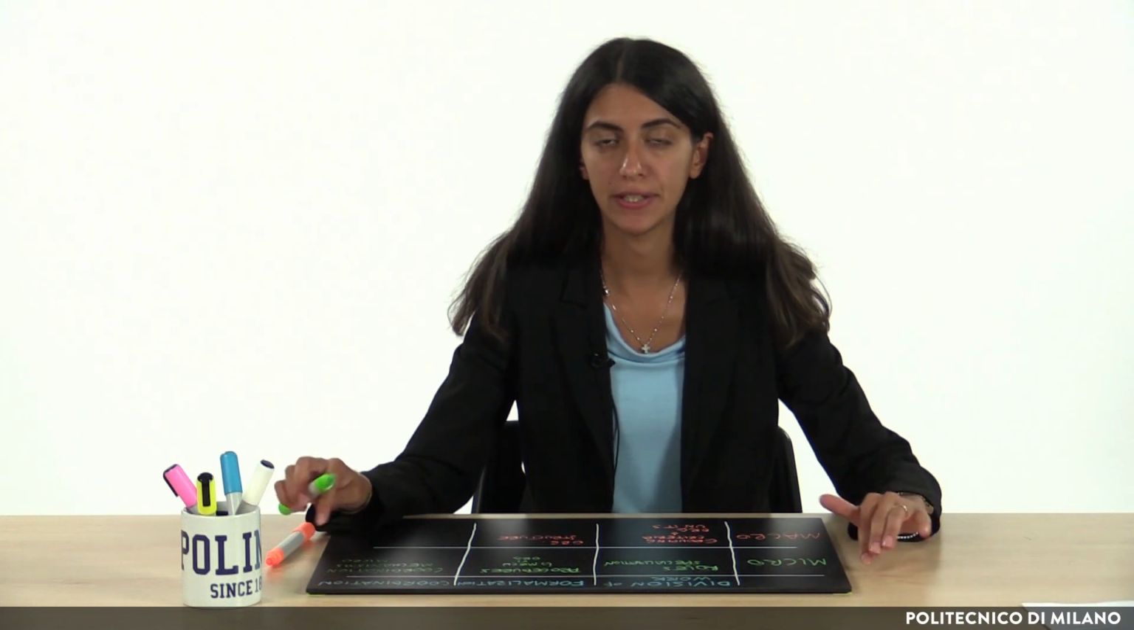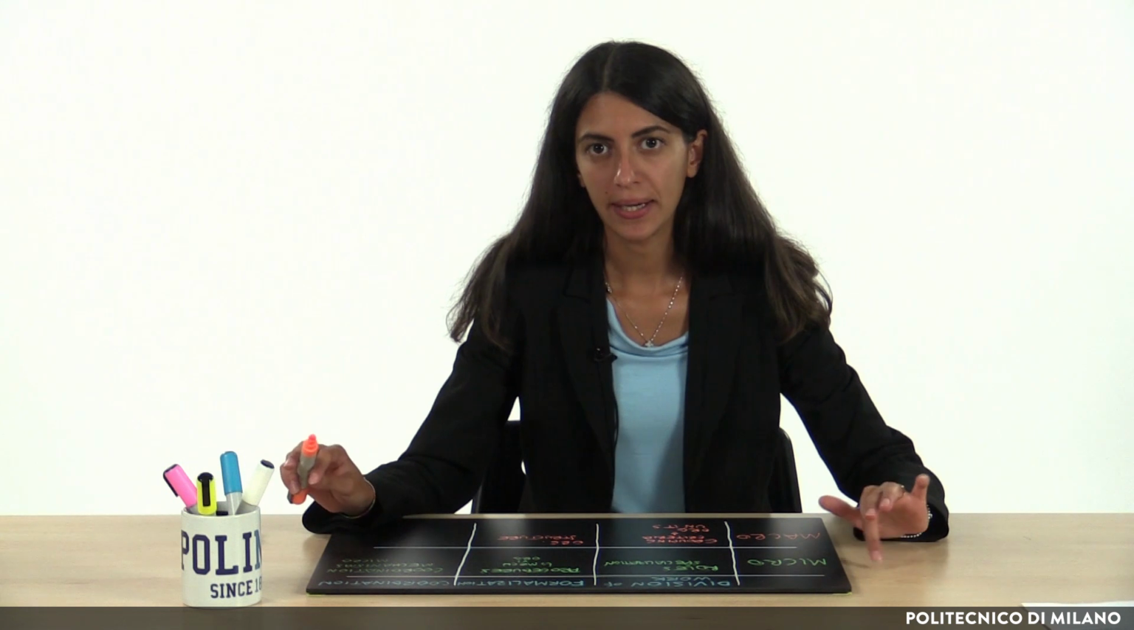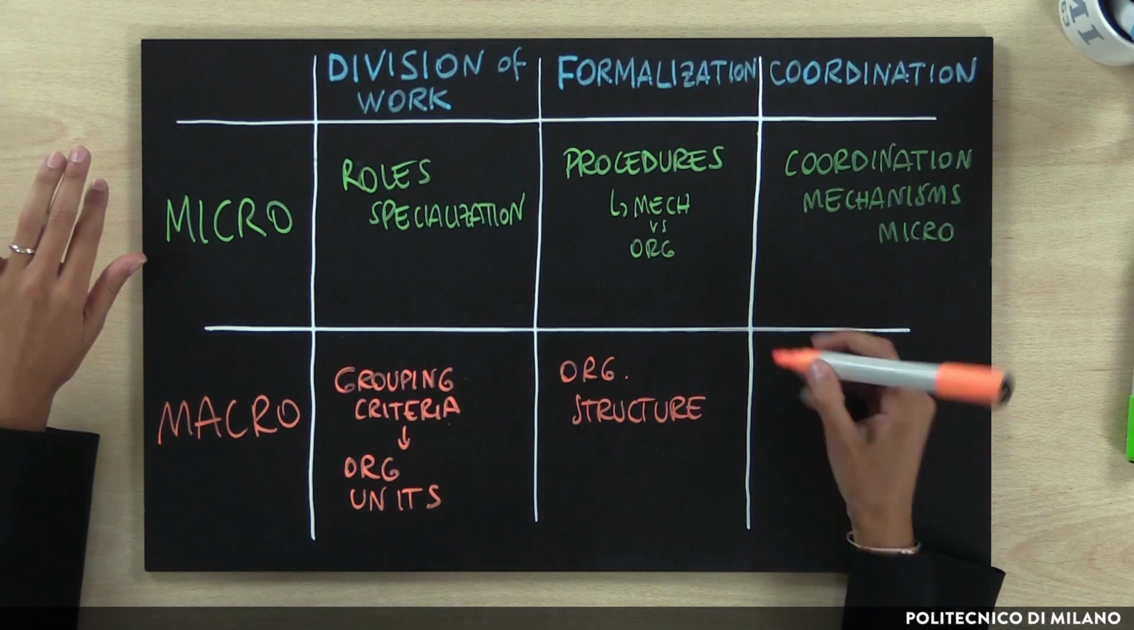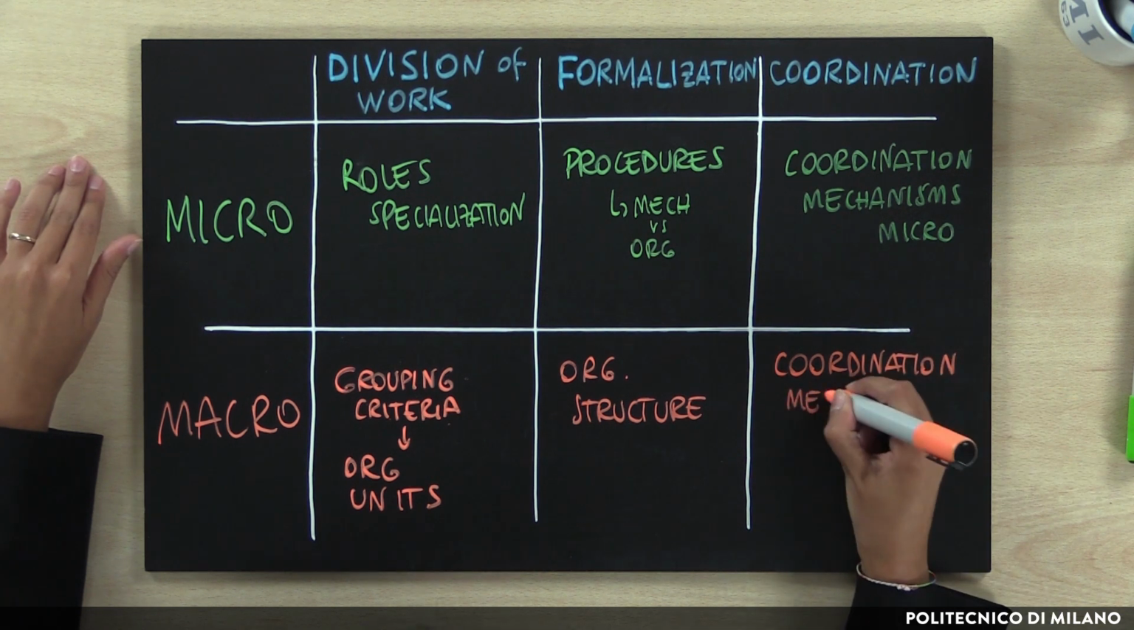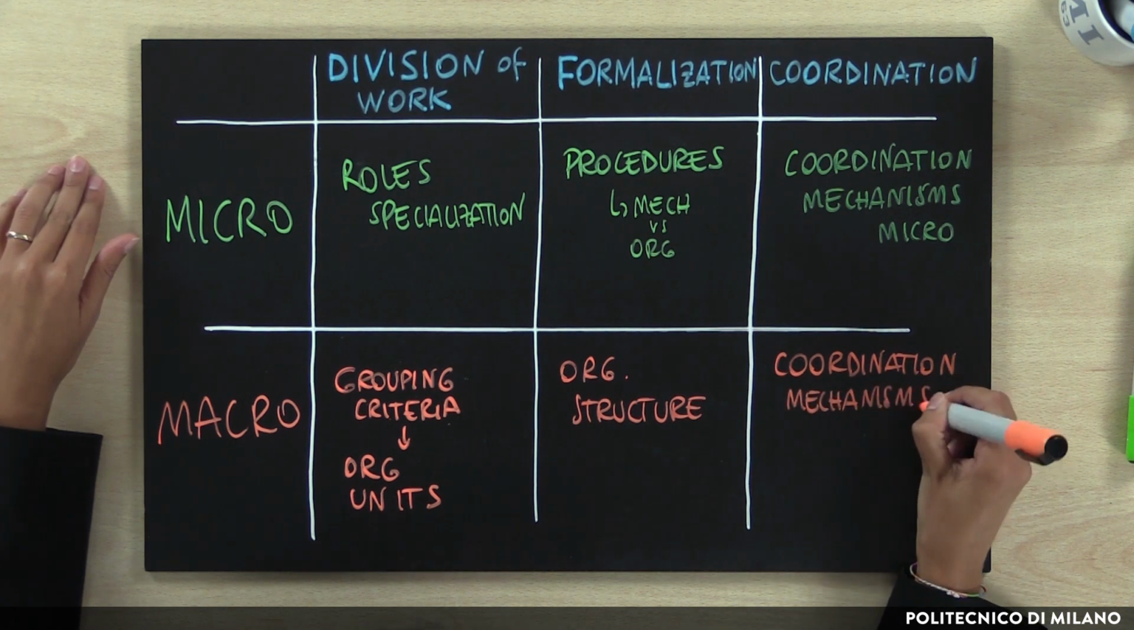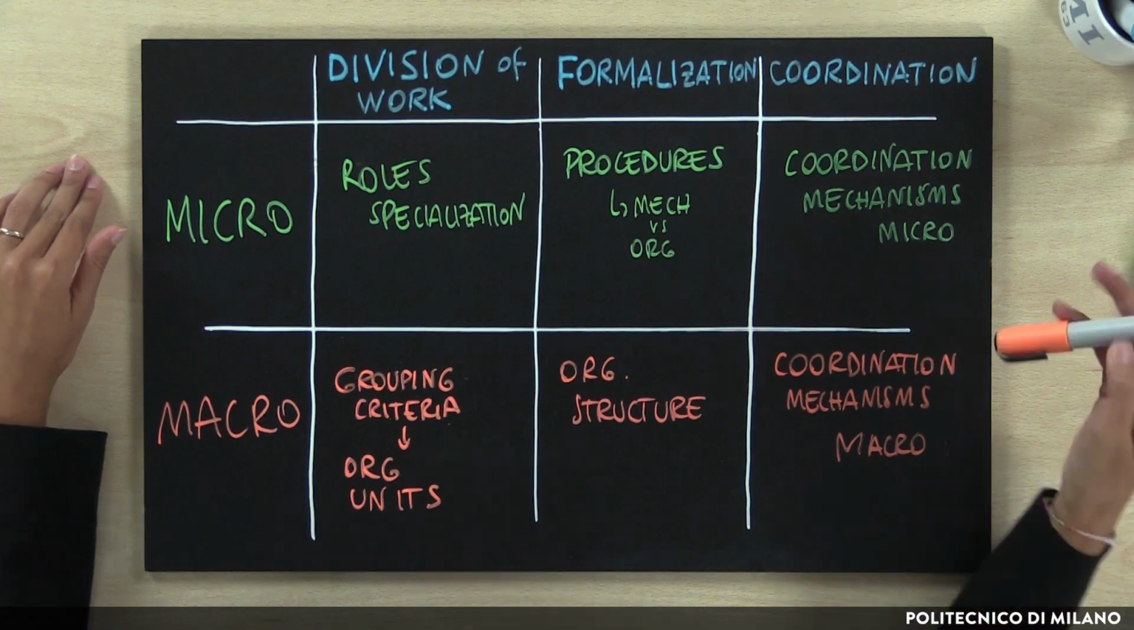aimed at coordinating different activities performed by different people, and coordination mechanisms at the macro level to solve coordination problems among organizational units. We will see both micro and macro coordination mechanisms in dedicated lectures.